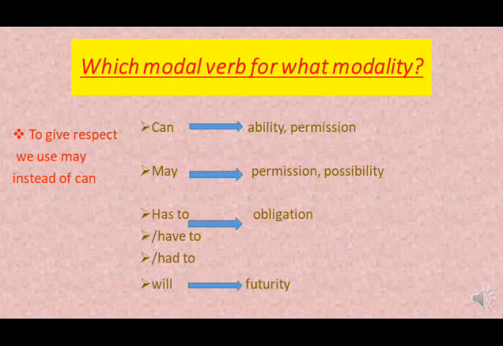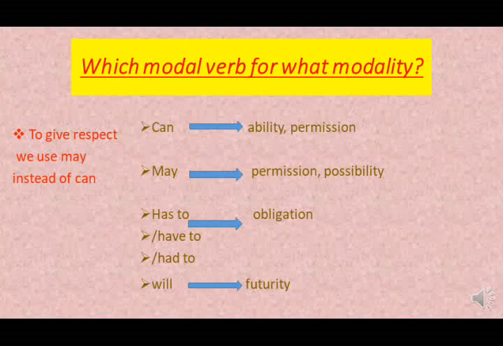Which modal verb for what modality? To give respect, we use may instead of can. So when we are using can and may, we use may to give respect instead of can. First one, can. We use can to show the ability or permission, and we use may to show the modality of permission and possibility.